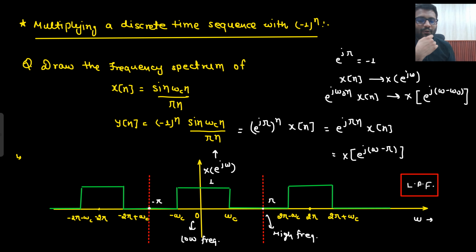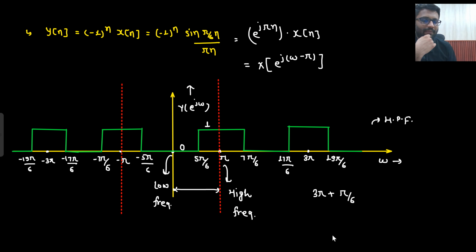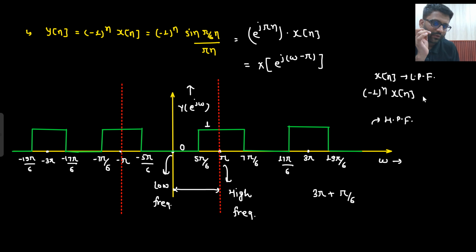So when you multiplied a low pass filter with minus 1 to the power n, it became a high pass filter. If I say x of n is a low pass filter, and then I ask you what will be your minus 1 to the power n x of n, what will be your answer? Sir, it will be high pass filter for sure. Is that clear to you or not?